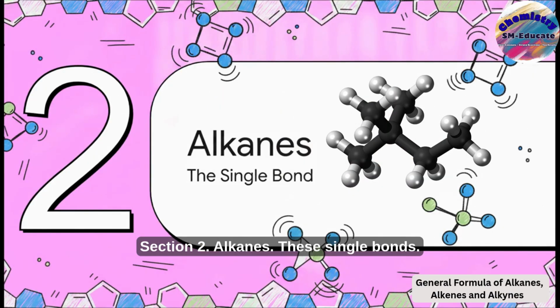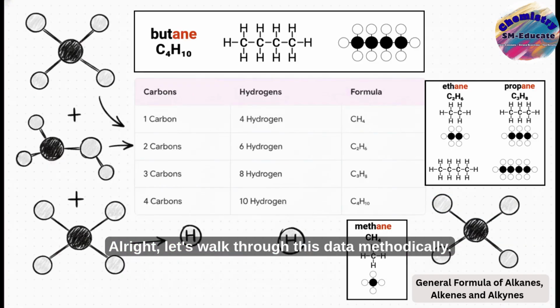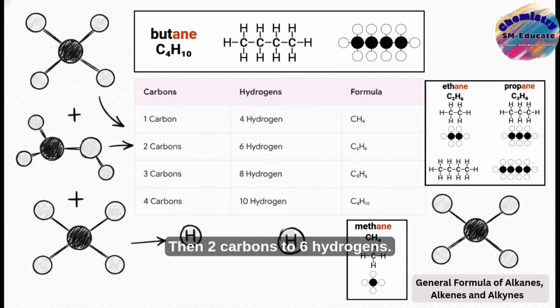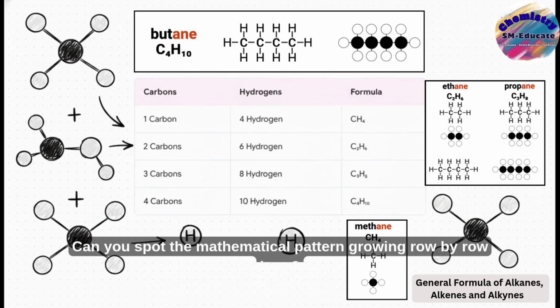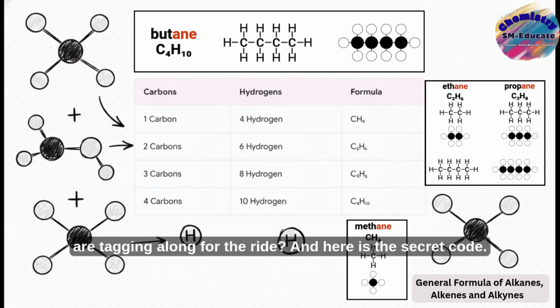Section 2. Alkanes, the single bond. Let's transition over to the first specific family we need to know. All right, let's walk through this data methodically. We've got 1 carbon to 4 hydrogens, then 2 carbons to 6 hydrogens, 3 to 8, 4 to 10. Take a second. Can you spot the mathematical pattern growing row by row here? Basically, for every carbon atom we add, how many hydrogens are tagging along for the ride?